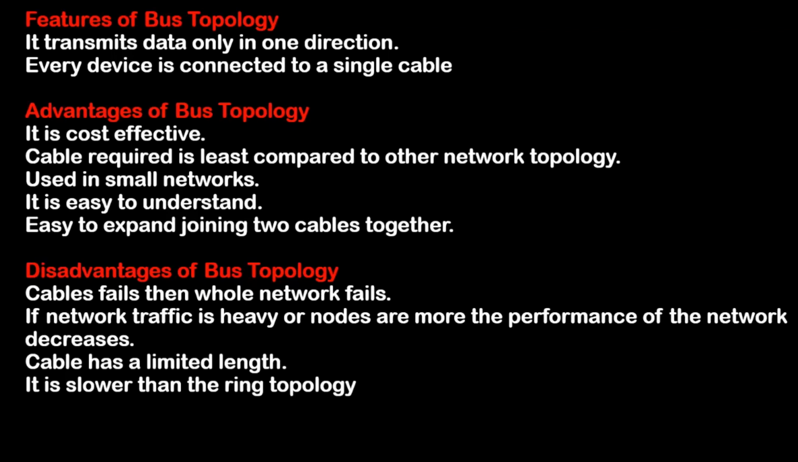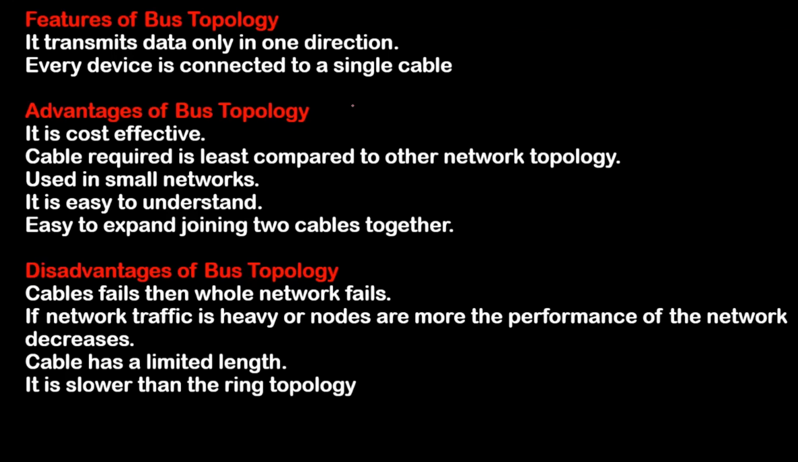Disadvantages. If your cable fails, then the whole network will fail. If network traffic is heavy or there are more nodes, the performance of the network decreases. Same thing: if you send data of, suppose, 10 GB or 20 GB, your nodes' performance will decrease. Cable length has a limit, as we discussed. If you are using twisted wire, the maximum cable length is 100 meters. In coaxial we have a maximum cable length of 500 meters. After that you have to use a repeater. It is slower than the ring topology. The next topology is the ring.